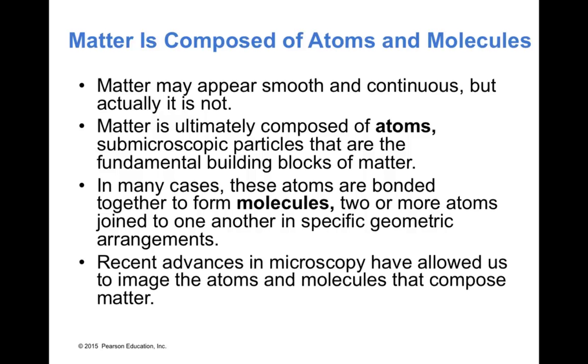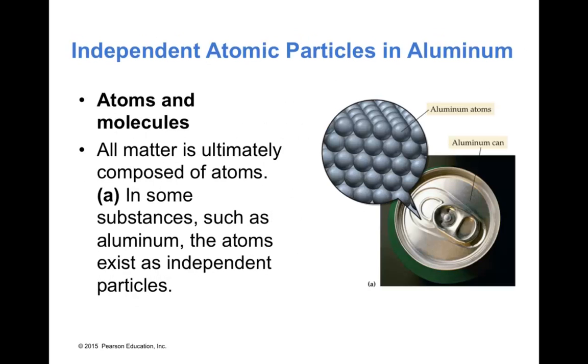Recent advances in microscopy have allowed us to image the atoms and molecules that compose matter. Let's see another example of matter composed of just one type of atom. In an aluminum can, the independent particle is an atom of aluminum, as we can see here in this magnification of that piece of aluminum. So the composition is just atoms of aluminum. That's the only type of atom that you may find in the aluminum can.